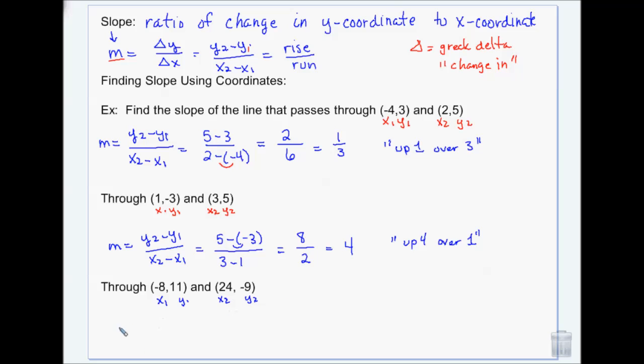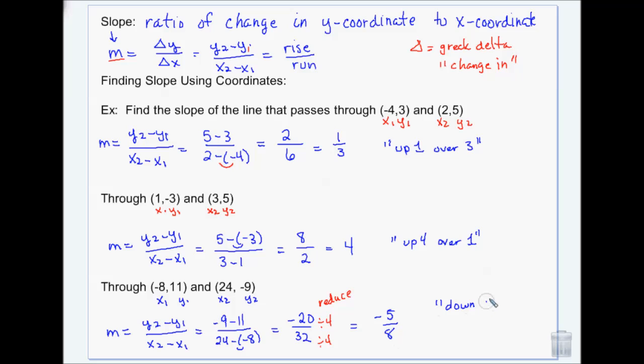So x1, y1, x2, y2. So y2 minus y1 over x2 minus x1. If I say it enough times, it'll get stuck in your head. So I have negative 9 minus 11 over 24 minus negative 8. So that's negative 20 over 32. And then I'm going to reduce it. These both divide by 4. So I get negative 5 eighths, which means I'm going to go down 5 and then over 8. And by over, I mean to the right.